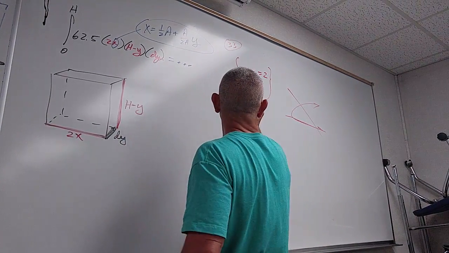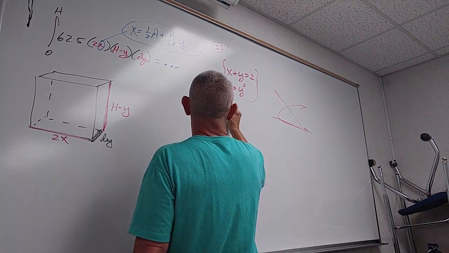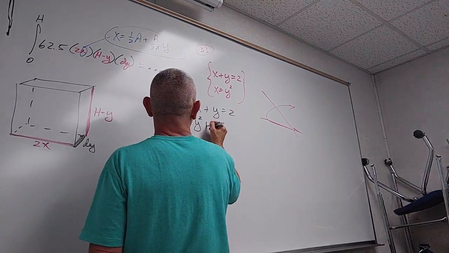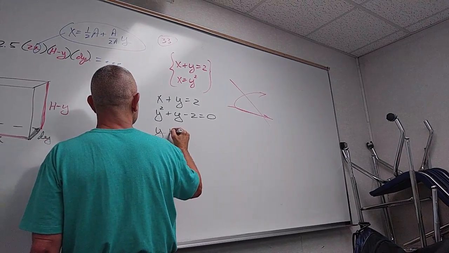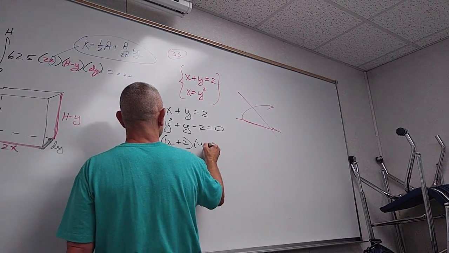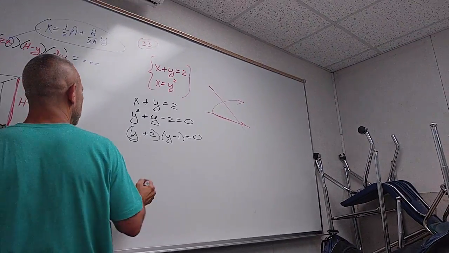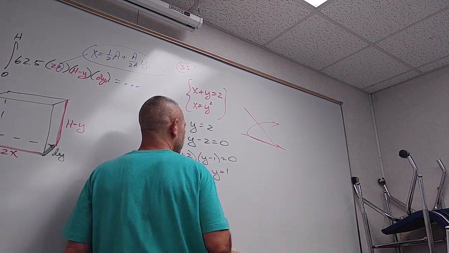Let's substitute in. Let's replace x with y squared. So instead of x plus y equals 2, I'll have y squared plus y minus 2 equals 0, which is y plus 2 times y minus 1, I think. Is that right? So y equals negative 2, y equals positive 1.